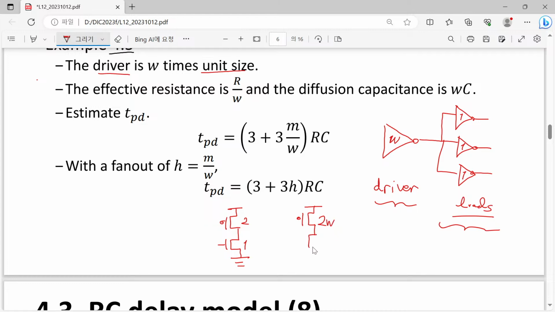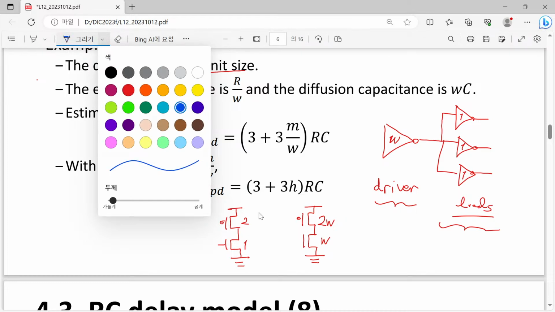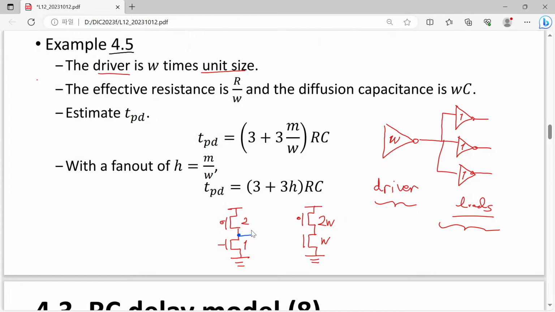Are you with me? Then also in this N MOSFET, instead of just the number 1, we have W. Then if we consider once again the discharging phase, what we can expect is that in this case we have 3 times C, because 2C from the P MOSFET and 1C from the N MOSFET. Then what is your expectation about the diffusion capacitance? Simply that will be 3 times WC.